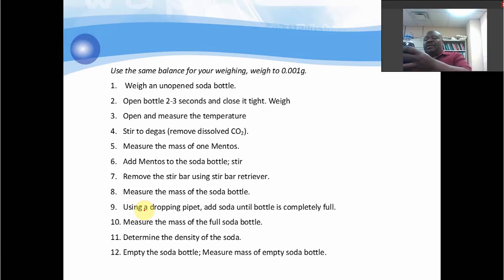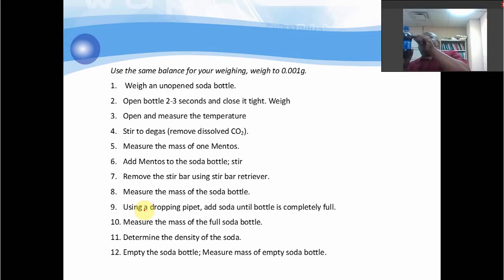Then you put a large stir bar in to degas, remove as much of the carbon dioxide as possible for 10-15 minutes. And then you're going to weigh a Mentos and put it in here. Weigh the Mentos and put it in here. It'll help degas. After that, you remove the stir bar. You'll measure the mass of the bottle after the degassing.